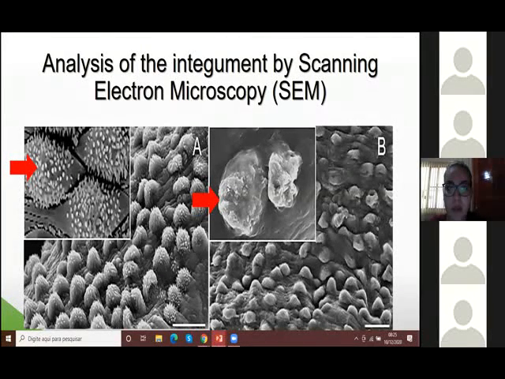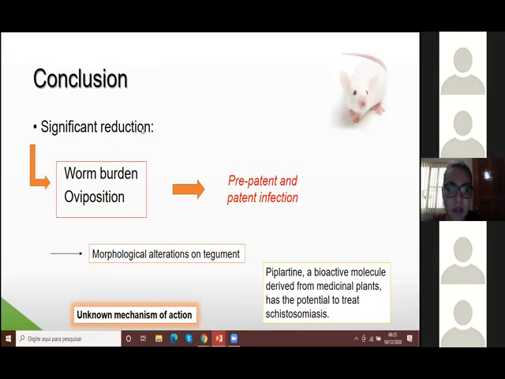In conclusion, piplartine causes significant reduction in the worm burden in the pre-patent and the patent infection, and causes morphological alterations on the tegument of the different phases of the parasite. So piplartine, a bioactive molecule derived from medicinal plants, has the potential to treat schistosomiasis, but we don't know the mechanism of action yet. This study was published in Acta Tropica this year, in January specifically.